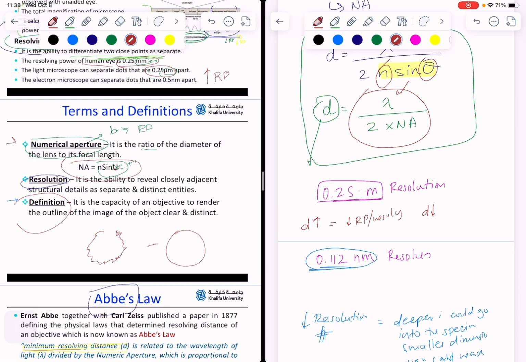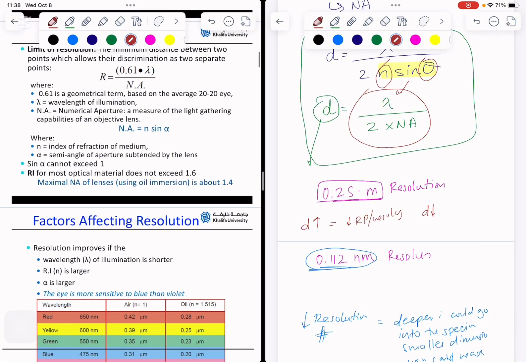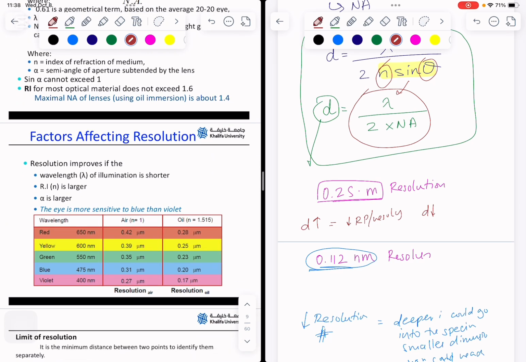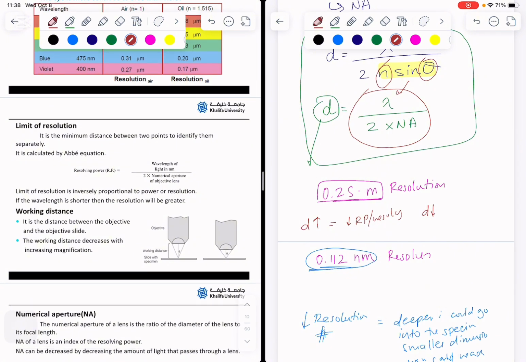Another thing is he's just talking about simple calculations with this equation. I said the things that influence this equation are the wavelength, the refractive index, and the angle, how wide the light is actually. And this is the same equation again. I don't know why he keeps writing it like 300 times. So it's the wavelength over 2 times NA, the numerical aperture of the objective lens.